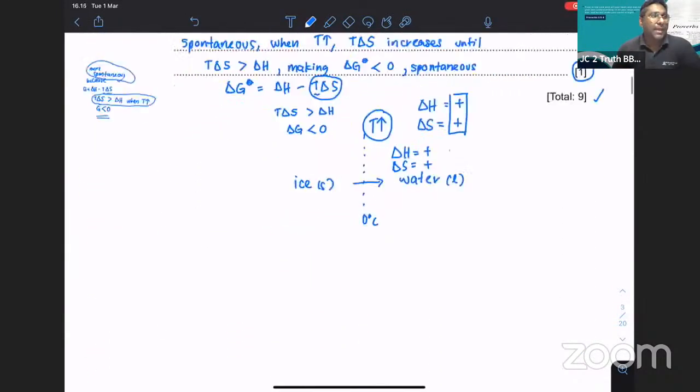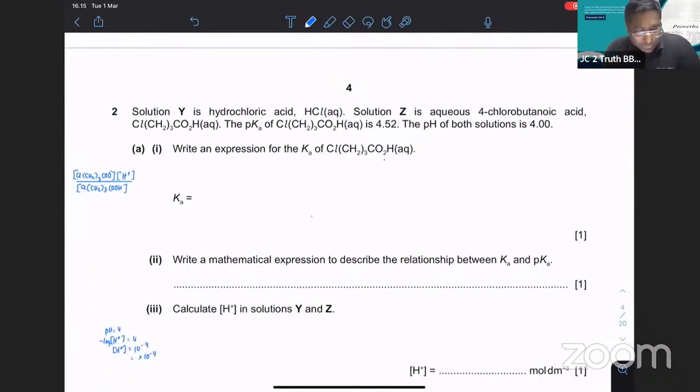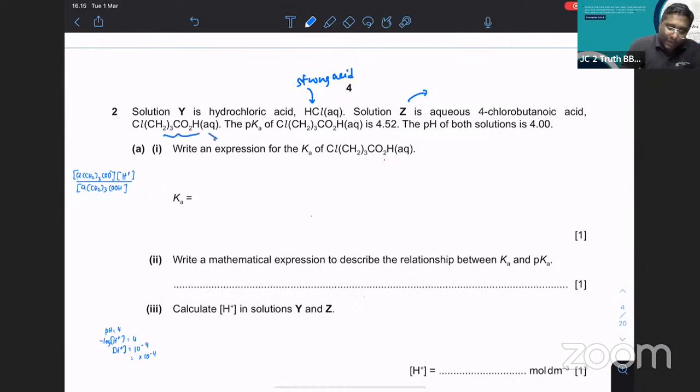Okay, let's move on. When we look at question number 2, solution Y is going to be hydrochloric acid, and this is going to be a strong acid. And you have solution Z, which is going to be 4-chlorobutanoic acid. So it's a carboxylic acid, which is definitely going to be a weak acid. So a weak acid will definitely have the Ka value. In this case, they are giving you the pKa value. And they have mentioned the pH of both solutions is 4.